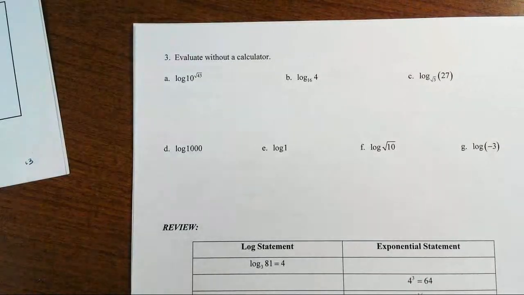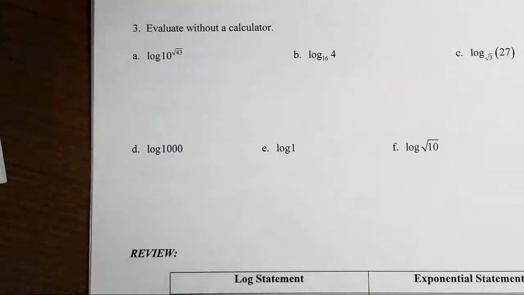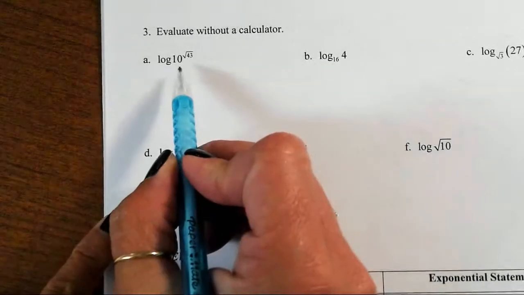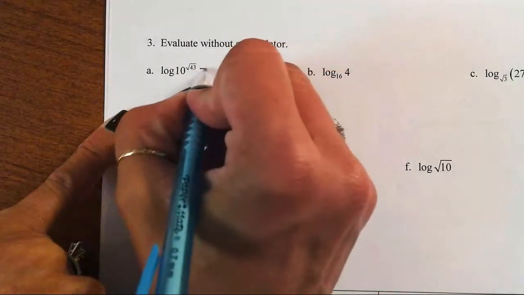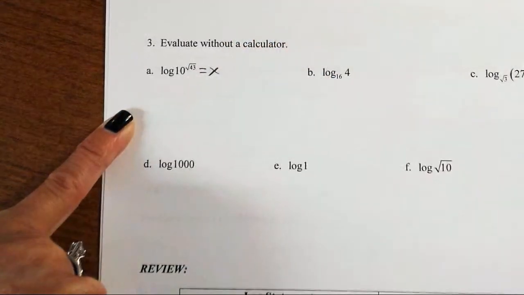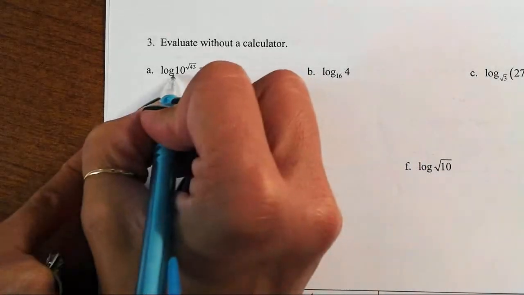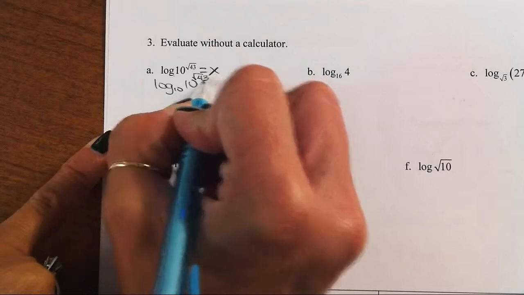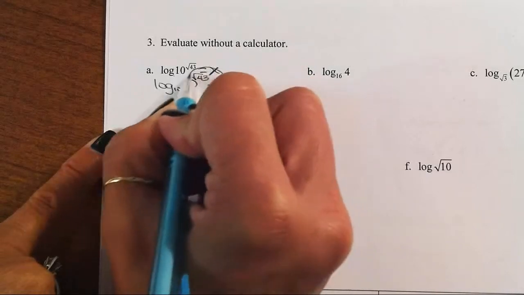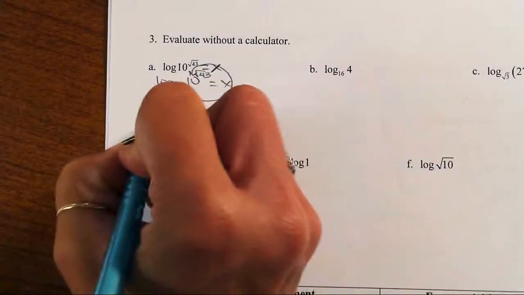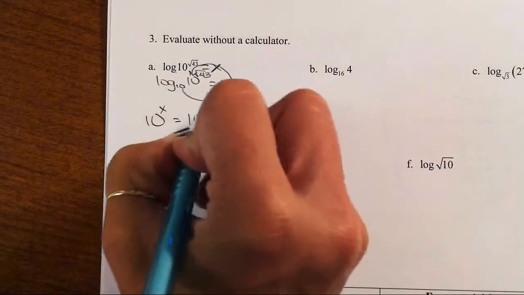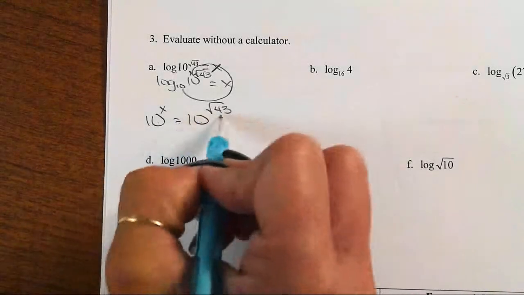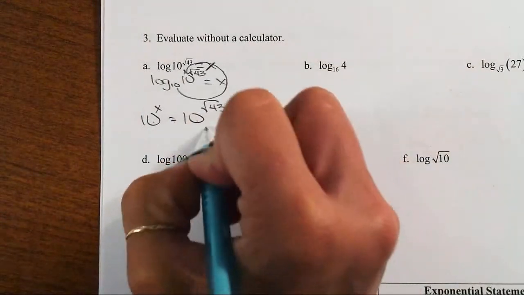Last page. Here we're going to evaluate without a calculator, and part of what will help us is if we rewrite as an exponential. This is currently a logarithmic expression. Set it equal to x, which then creates an equation. If this is really log base 10 of 10 to the square root of 43 is equal to x, rewrite it using your snail. You have 10 to the x is equal to 10 to the square root of 43. If 10 is equal to 10, then x is equal to the square root of 43. That's your answer.